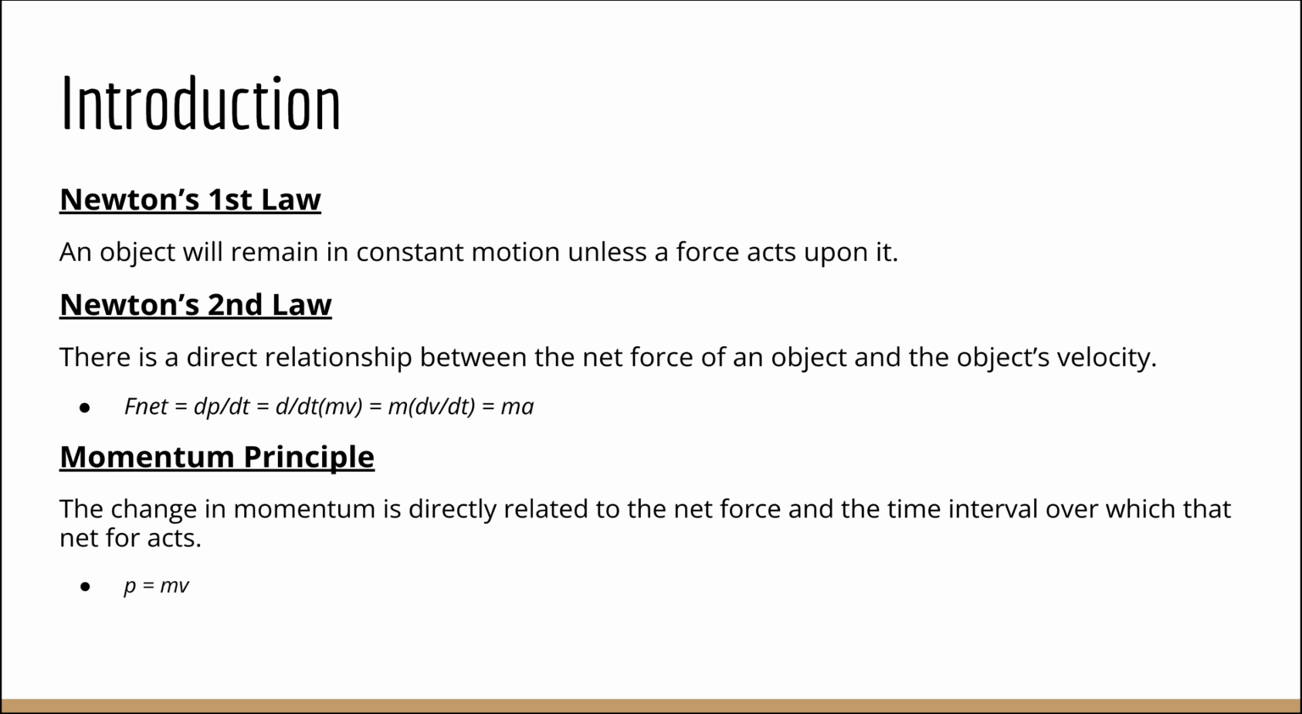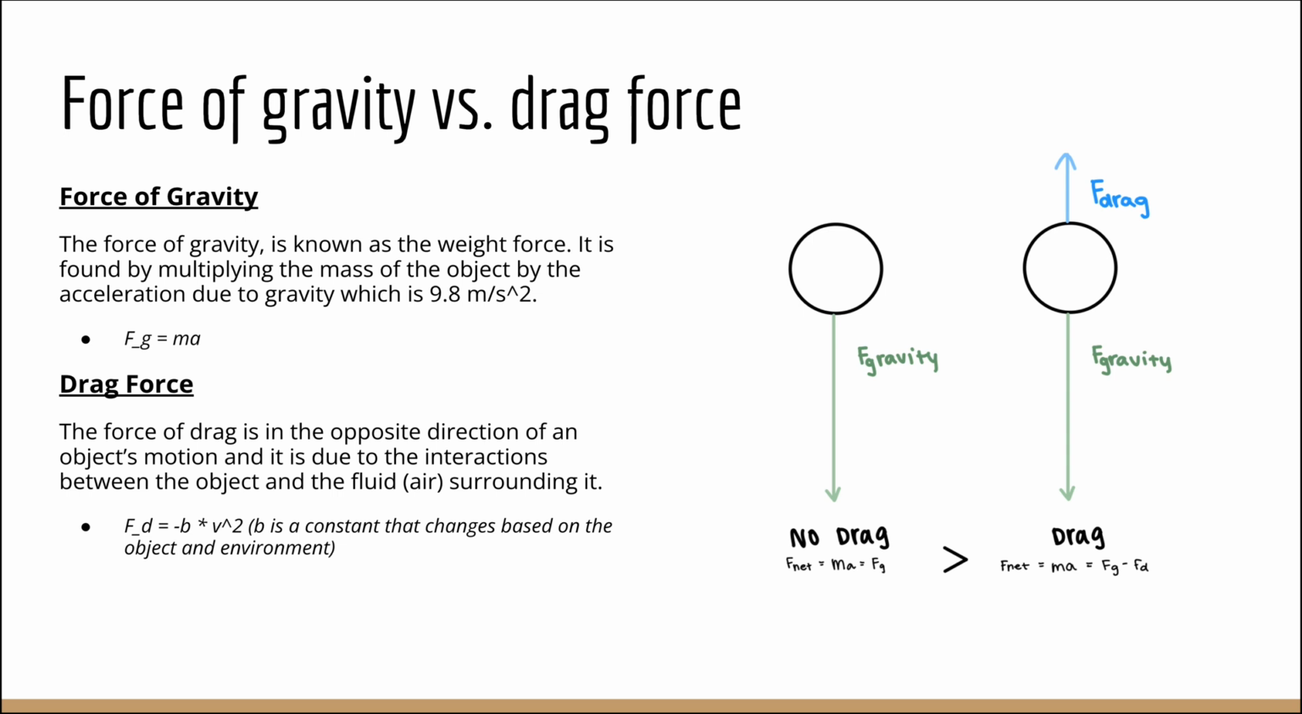In this lab, I will compare the experimental motion of the object to the predicted motion of the computational models from GlowScript. The two forces we will see in this lab are the force of gravity and the drag force. The force of gravity, which is also known as the weight force, is found by multiplying the mass of the object by the acceleration due to gravity.